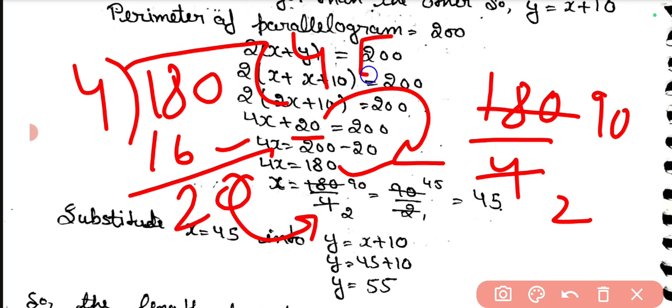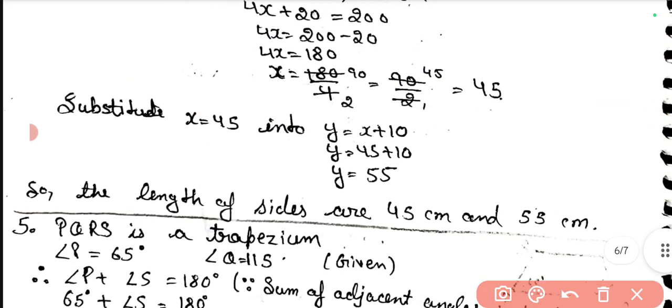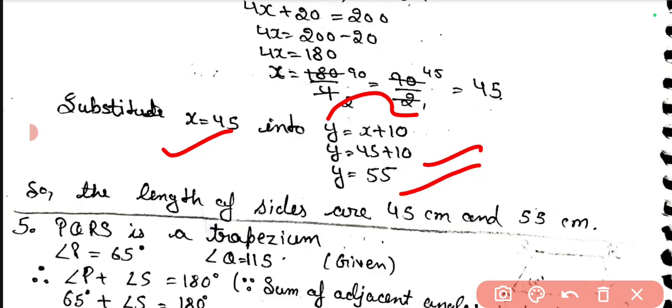So 45 is the answer. What is the value of x here? 45. So by using the value, the length of one side is 45, and the value of y is 10 more, so plus 10, y is equal to 55. So the lengths of the sides are 45 and 55.